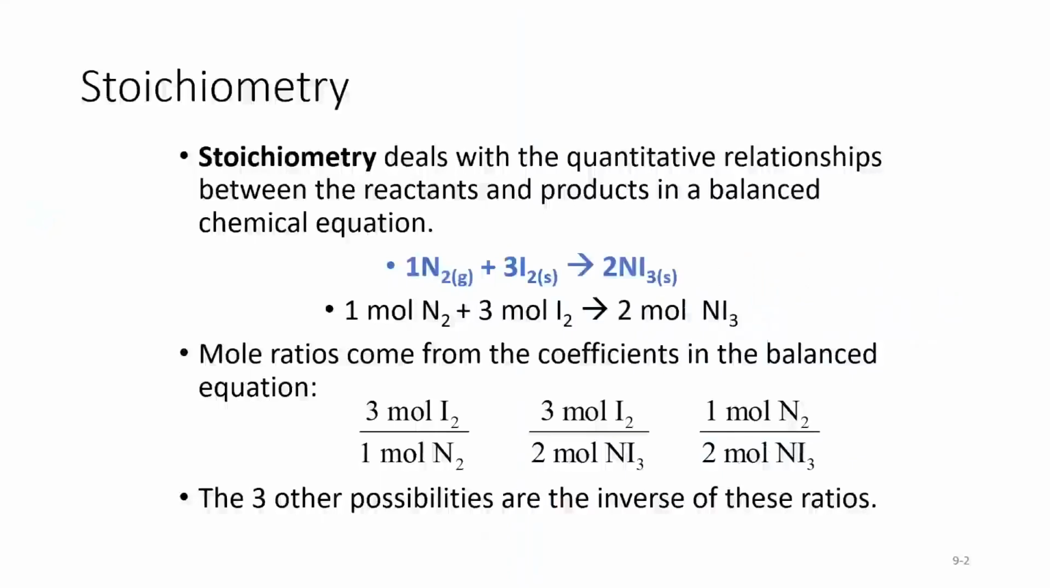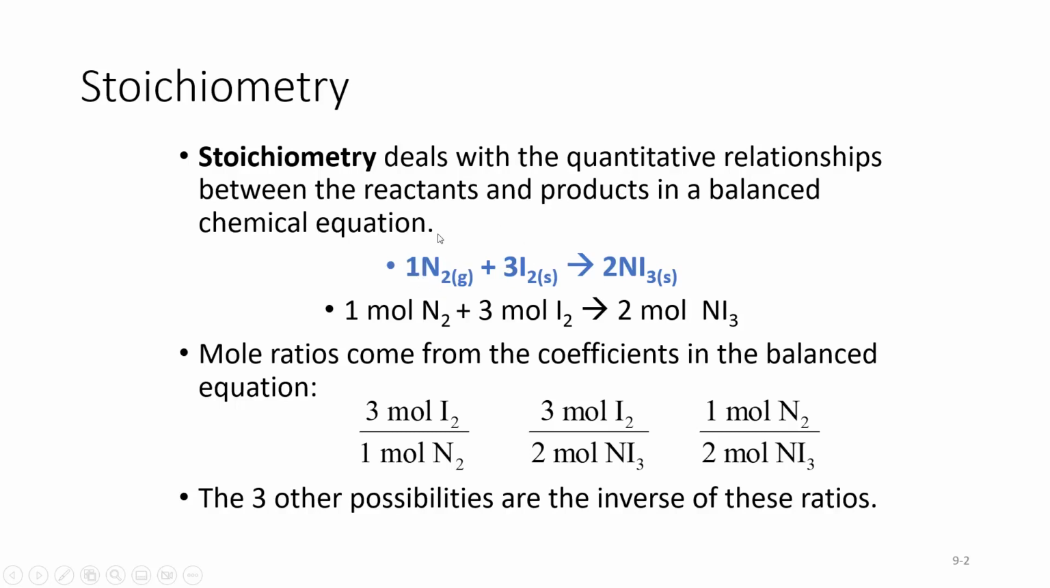Stoichiometry. Stoichiometry deals with the quantitative relationships between the reactants and products in a balanced chemical equation. In other words, it allows us to do calculations on quantities based on what is presented in a balanced chemical equation. When we look at this balanced chemical equation here, we can see the coefficients have been put in front in order to balance this.